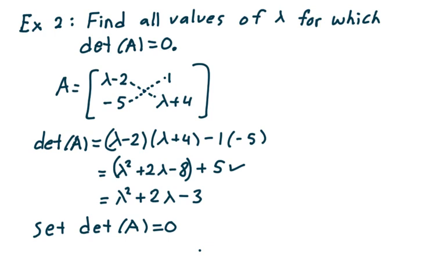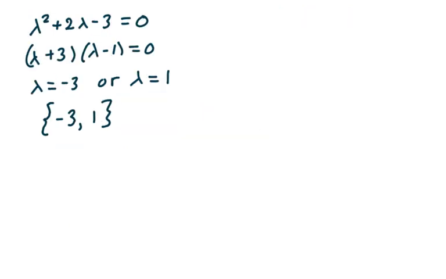But now I need to set the determinant of A equal to 0. So that says lambda squared plus 2 lambda minus 3 is 0. If I factor the left side, I get lambda plus 3 times lambda minus 1 is 0. So lambda equals negative 3 or lambda equals 1. And so this is the set containing negative 3 and 1. That's the solution to this example.